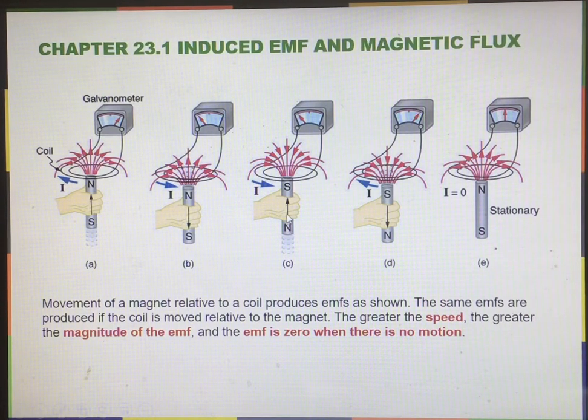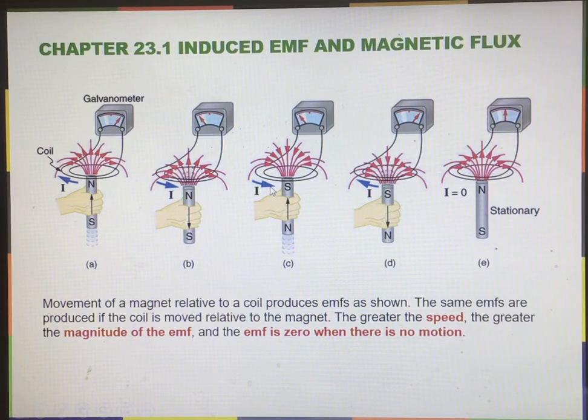Now, if we do a second experiment where we have the south at the top and the north at the bottom, and again, if we move this up, then we induce a current in the coil that is pointing in the counterclockwise direction, and this will cause the galvanometer to deflect to the left. And if you have a north at the bottom and a south at the top, and if you move it down, this will induce a current that is going in the clockwise direction, and again, this will cause the galvanometer to deflect to the right.